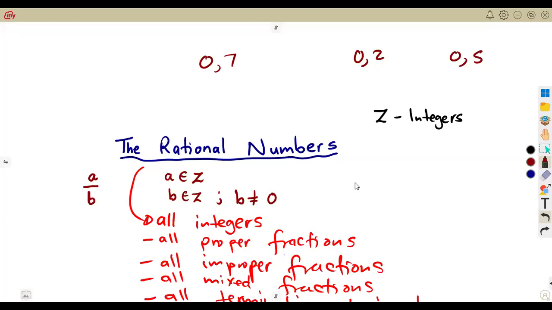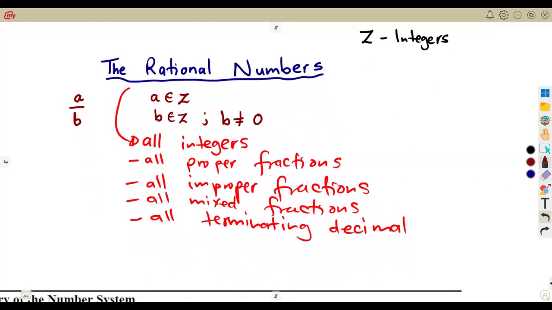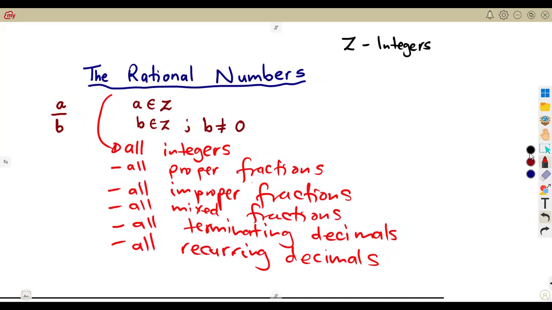Non-terminating decimals do not end. Those are decimals that when you simplify on your calculator, they do not end. Those which do not end in a certain manner, with a repetition, are called recurring decimals. Those ones are also part of rational numbers. Guys, you need to know all this. A recurring decimal does not end in actual sense, but it is a repetition of values.